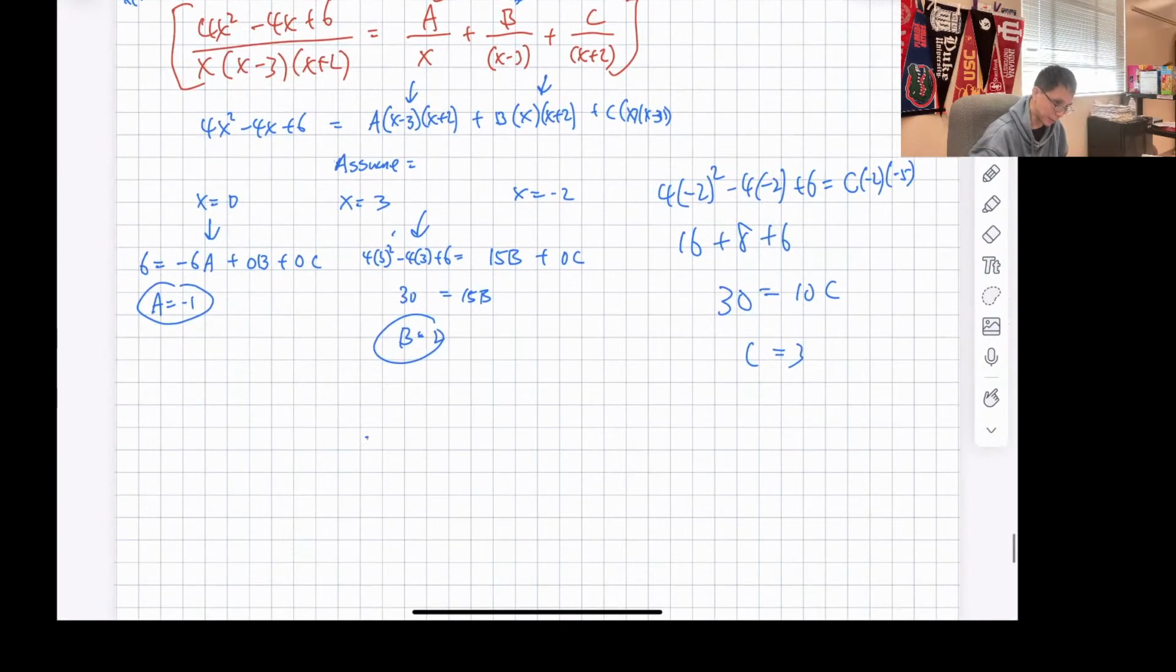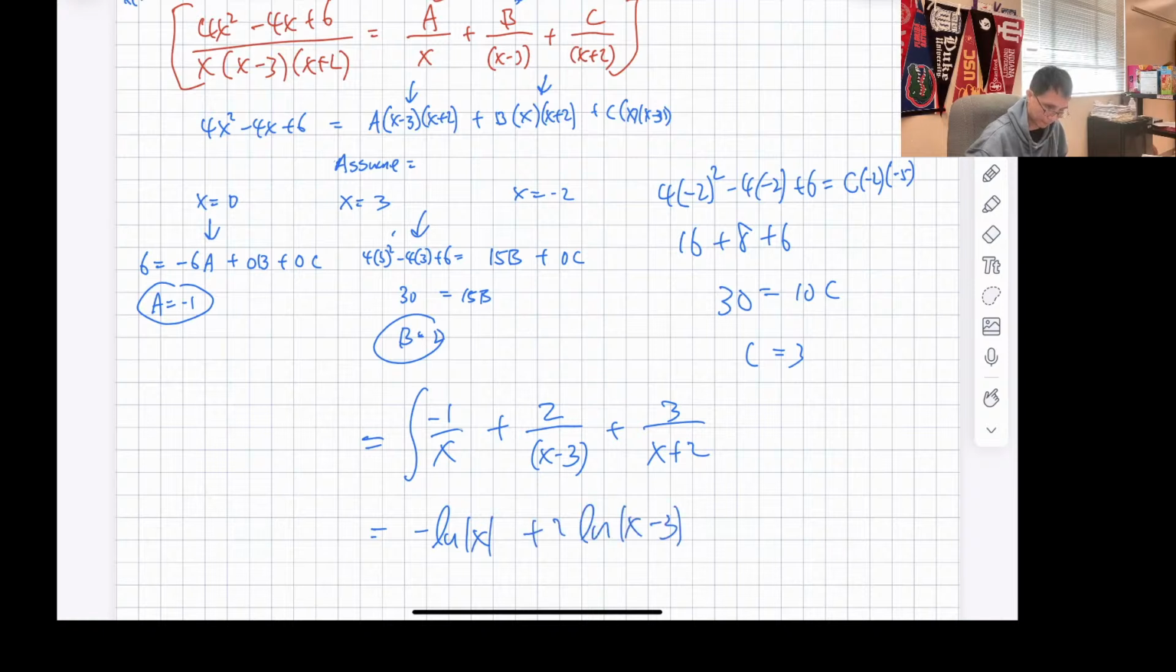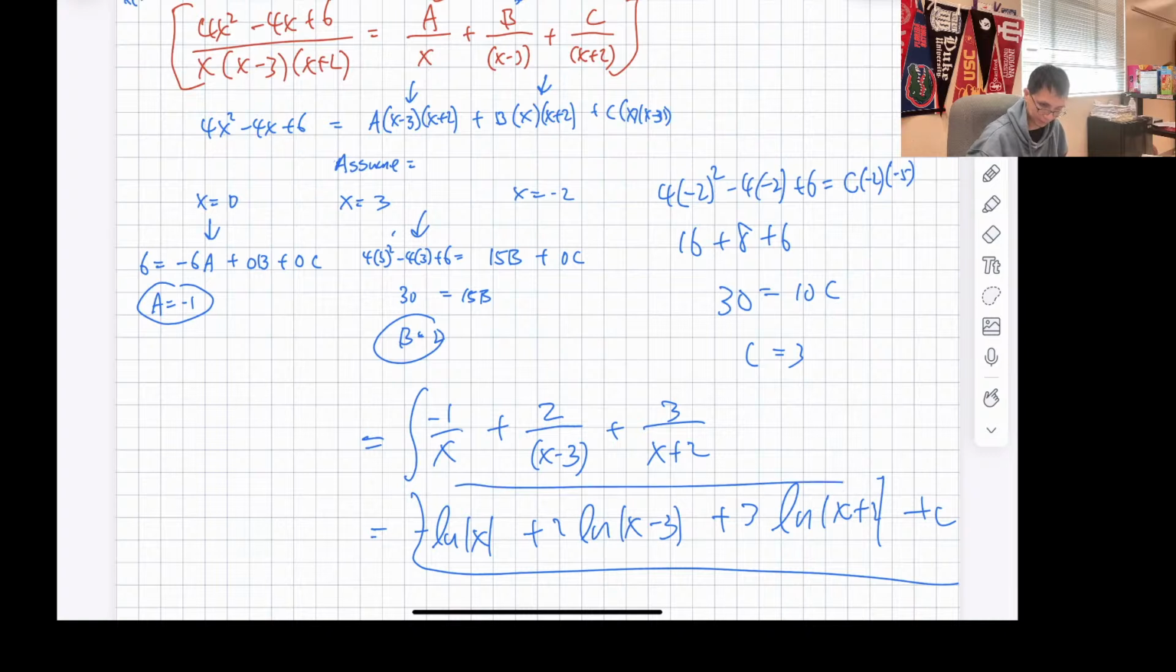So guess what? You already did the hard part. It's negative 1 over x plus 2 over x minus 3 plus 3 over x plus 2, integrated. See, I told you I can get it done.